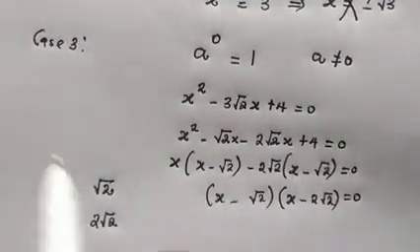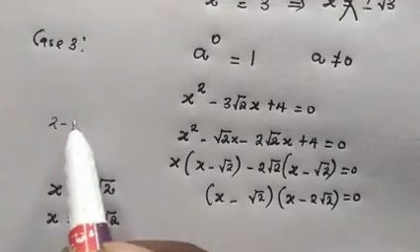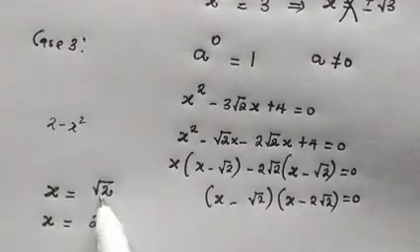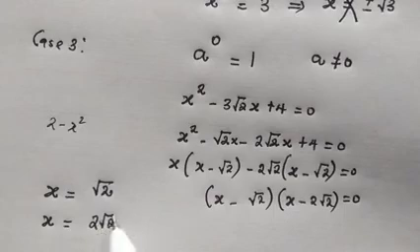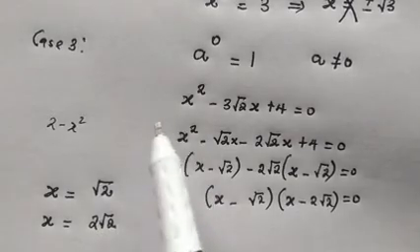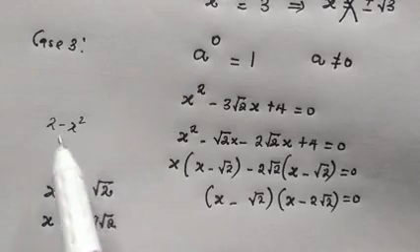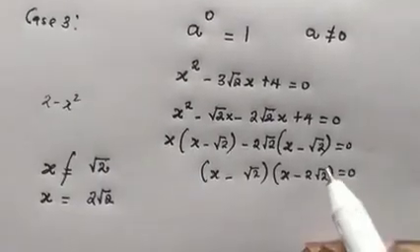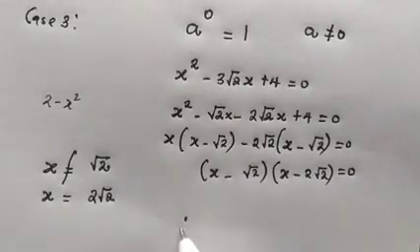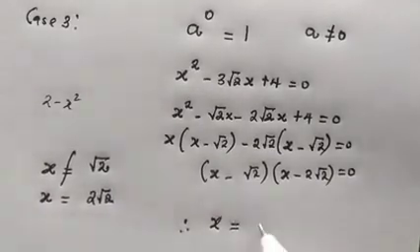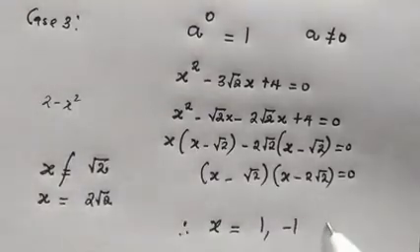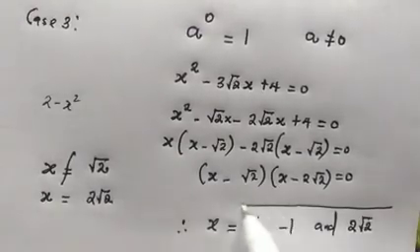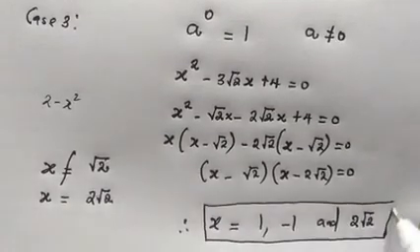But if you look at the base of that equation, we have 2 minus x squared. And the power, we know that if you substitute root 2 or 2 root 2 into the power, it's going to give us 0. And here, 2 minus root 2 squared is 0. 0 to the power of 0 is not 1. Therefore, this one does not satisfy the given equation. So we have three solutions. Therefore, we say x is equal to 1, negative 1, and 2 root 2. So these are the only three real solutions to the given problem.